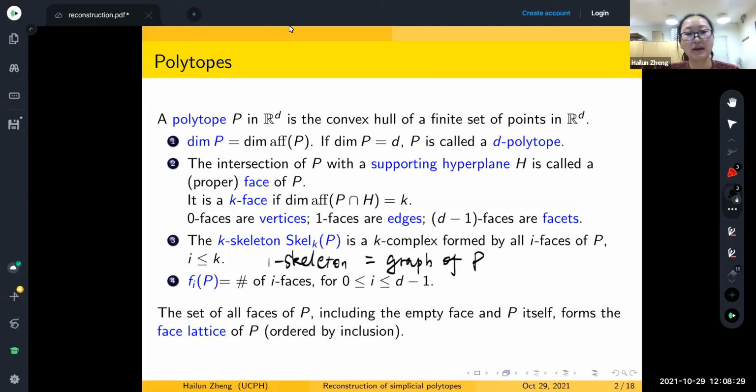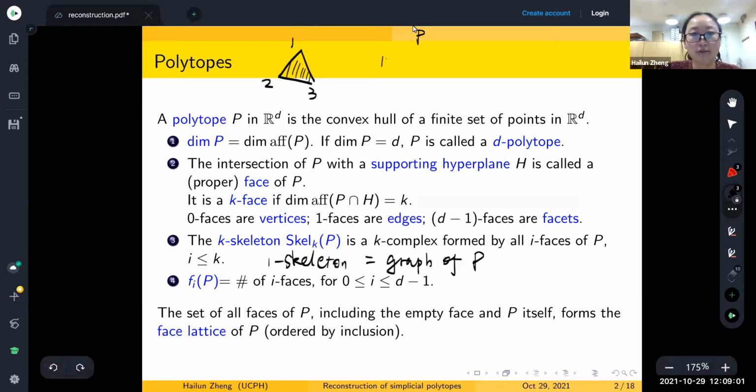What happens is that we can actually form a poset out of this polytope. We take the set of all faces of P, including the empty face and P itself, and we form our face lattice. How are we going to do that? Say we have a triangle, with vertices 1, 2, and 3, and the polytope is just the triangle. If I order all the faces by inclusion, then immediately we see the face lattice.